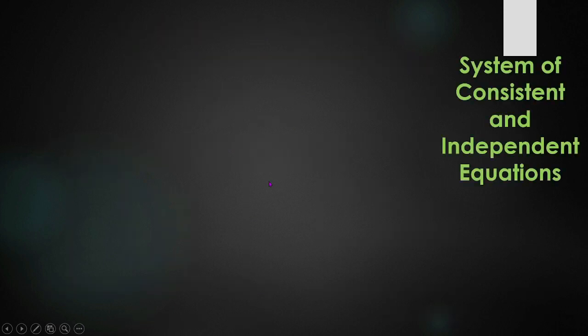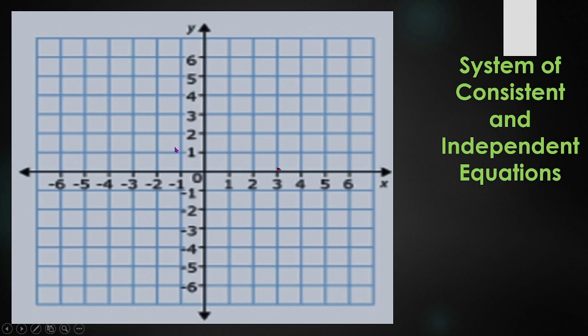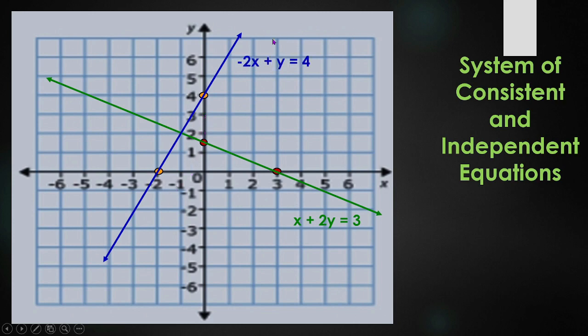What about its graph? So again, here is the coordinate plane. Okay, let us plot the point containing the x-intercept of the first equation and another point which contains the y-intercept of the first equation. Then we draw a line connecting these 2 points, and the line is the graph of the equation x plus 2y equals 3. Then, this is the point containing the x-intercept of the second equation. This is the point containing the y-intercept of the second equation. Let's draw a line connecting these 2 points. Now, this line is the graph of the second equation, negative 2x plus y equals 4.